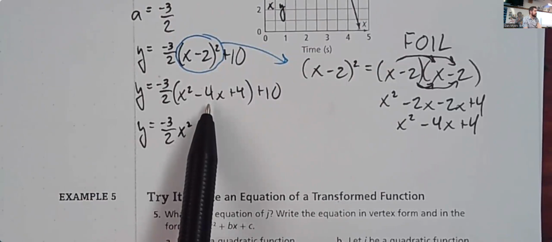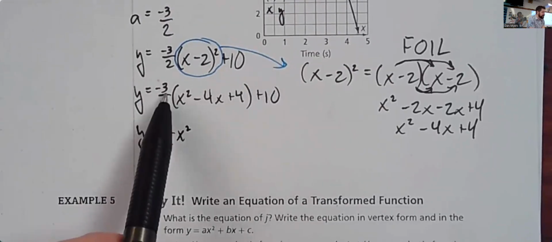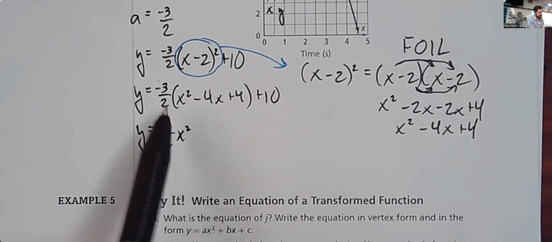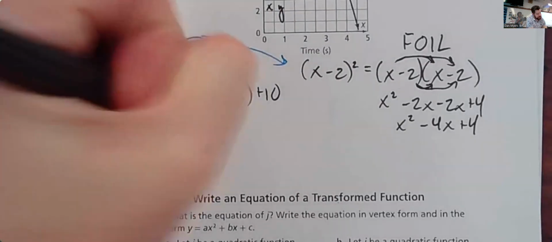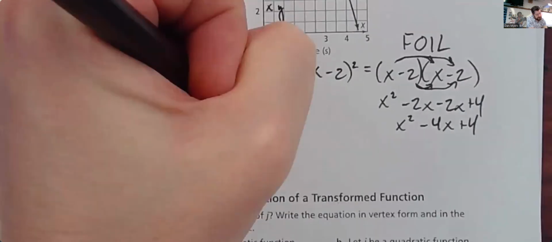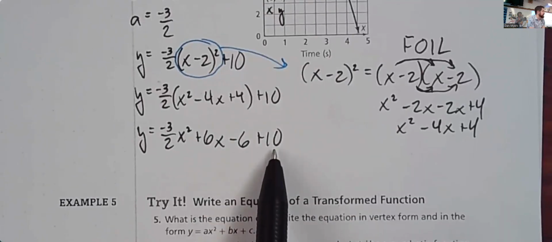Use your calculator or mental math or whatever. Let me know what it is. -3/2 times -4. Do you want a reminder on quick multiplication with this stuff? If you take your numerator and multiply it by the whole number, divide by 2, 6. So plus 6x. Which would make this one on the end -6. And then plus 10. And then the last thing we need to do is just add a -6 and a +10, which is +4.